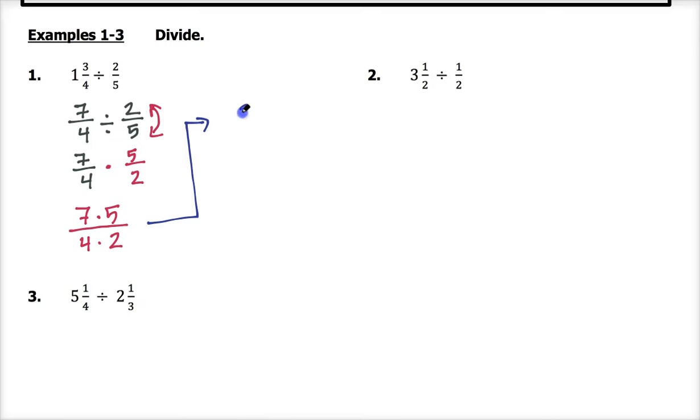7 times 5 is 35. 4 times 2 is 8. So we get 35 over 8, and we need to make that a mixed number now. 8 will go into 35 4 whole times, and we get a remainder of 3. So this becomes 4 3/8.